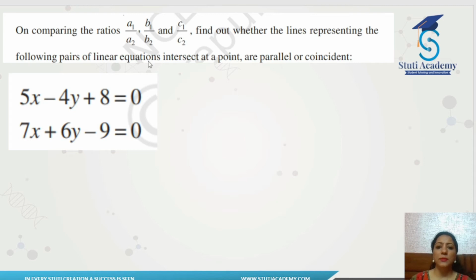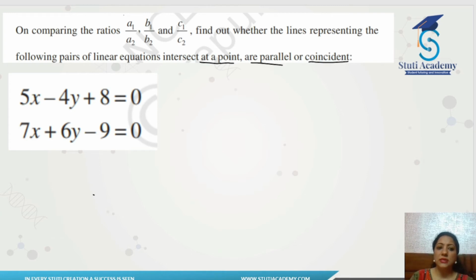Now, here we have a question from NCERT. On comparing the ratios a1 upon a2, b1 upon b2 and c1 upon c2, find out whether the lines representing the following pair of linear equations intersect at a point, are parallel or coincident. That means you need to check whether it's a unique solution, no solution or infinite solutions. Now, if the lines intersect at a point, there's one point in common. That's the case of unique solution. If you have the lines parallel, no point in common, that's the case of no solution. And when the lines are coincident, that's the case of infinite solutions.